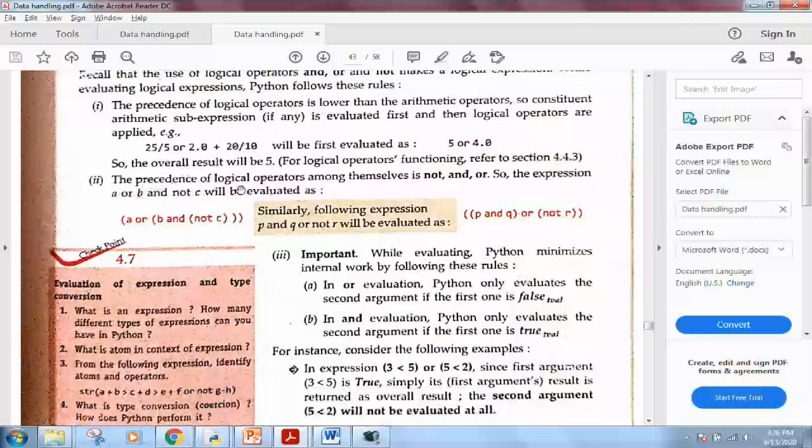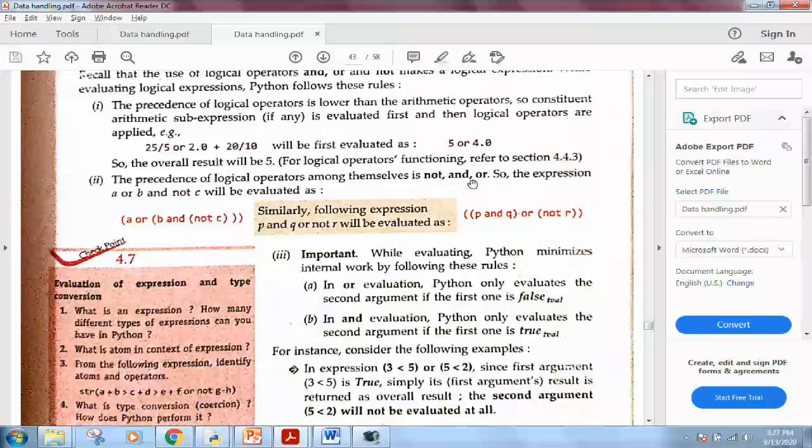Python logic: in Python, the precedence of logical operators among themselves is not, and, or. It means not has the highest priority, then and, then or. So your expression will always be evaluated first for not, if there is a bracket, then and will be evaluated and then or.